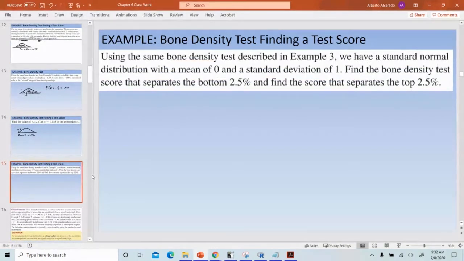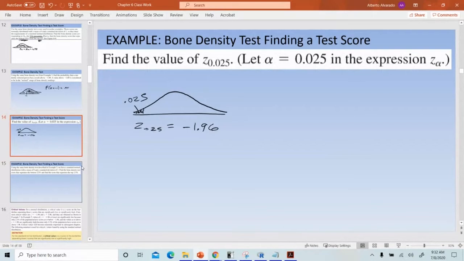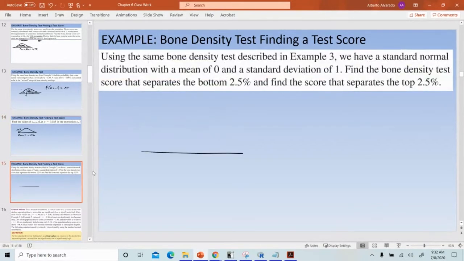Okay. So find the bone density test score that separates the bottom 2.5% and find the score that separates the top 2.5%. Well, it's kind of an extension to this question because we have already found the bottom 2.5%, the 0.025. So here's a question for y'all. If I want this z-score right here, does anybody know the answer to that? What is a z-score on the opposite side?